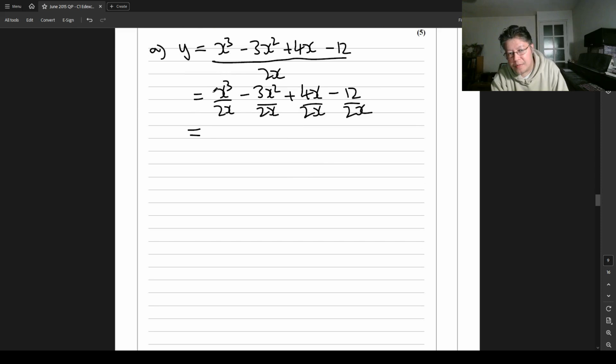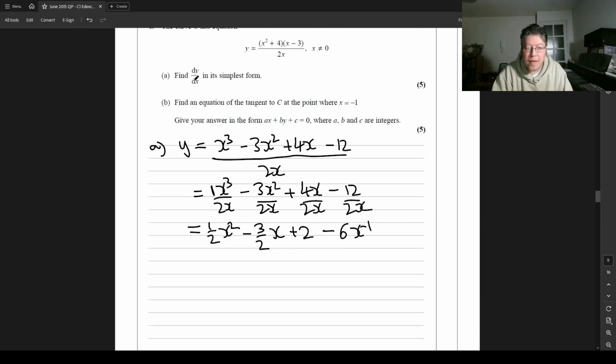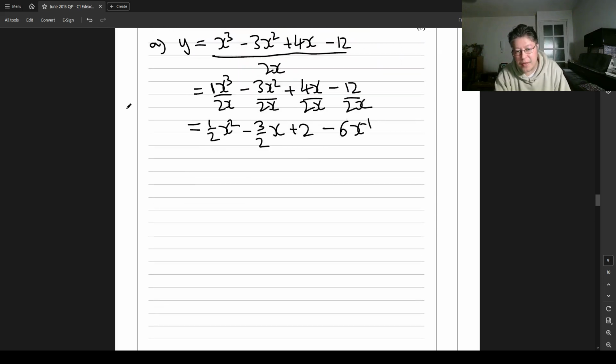So this is going to be 1 over 2 x squared, minus 3 over 2 x, and here 4 over 2 is a 2, so that's plus 2, and the x's cancel. Then 12 over 2 is a 6, and over x is x to the minus 1. Okay, so that's y, and now we can differentiate it. So let's get dy dx.